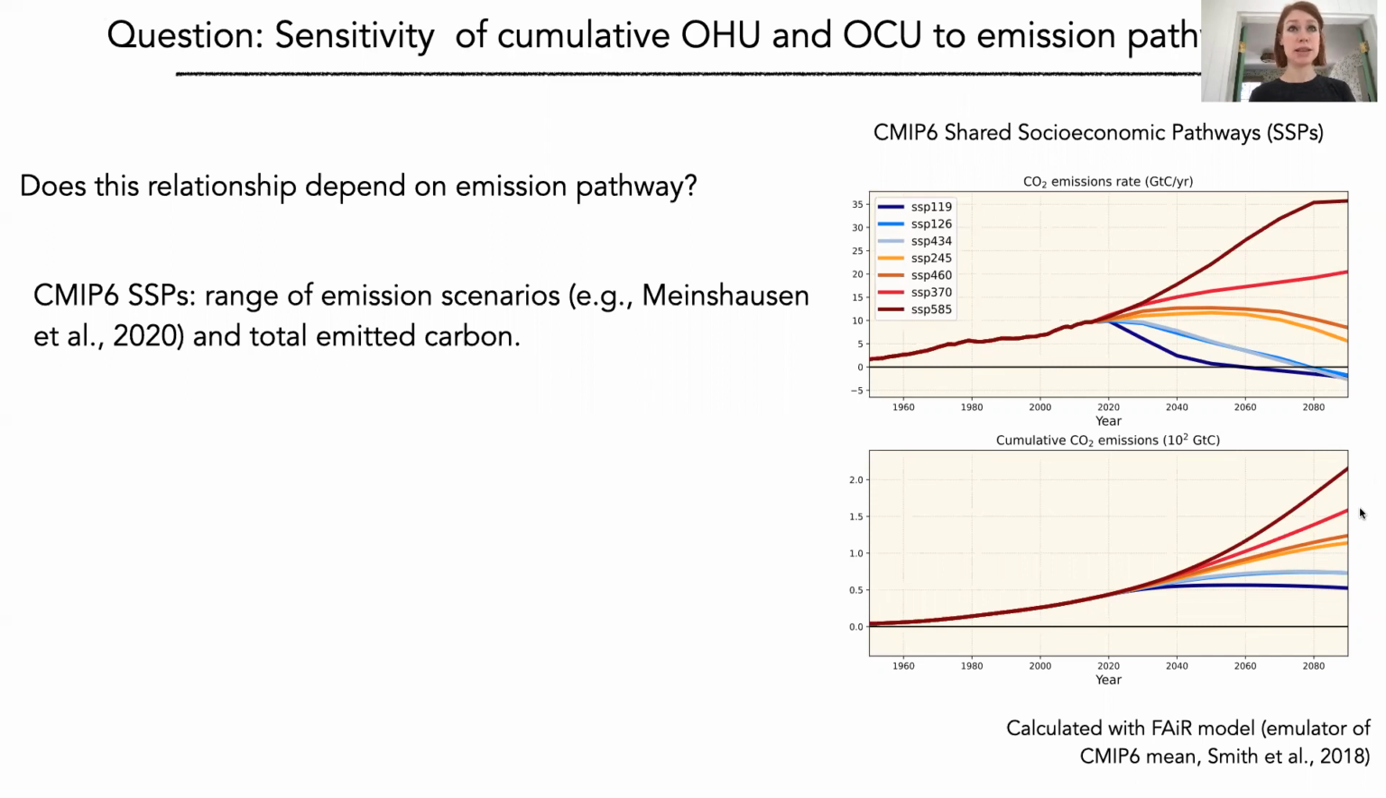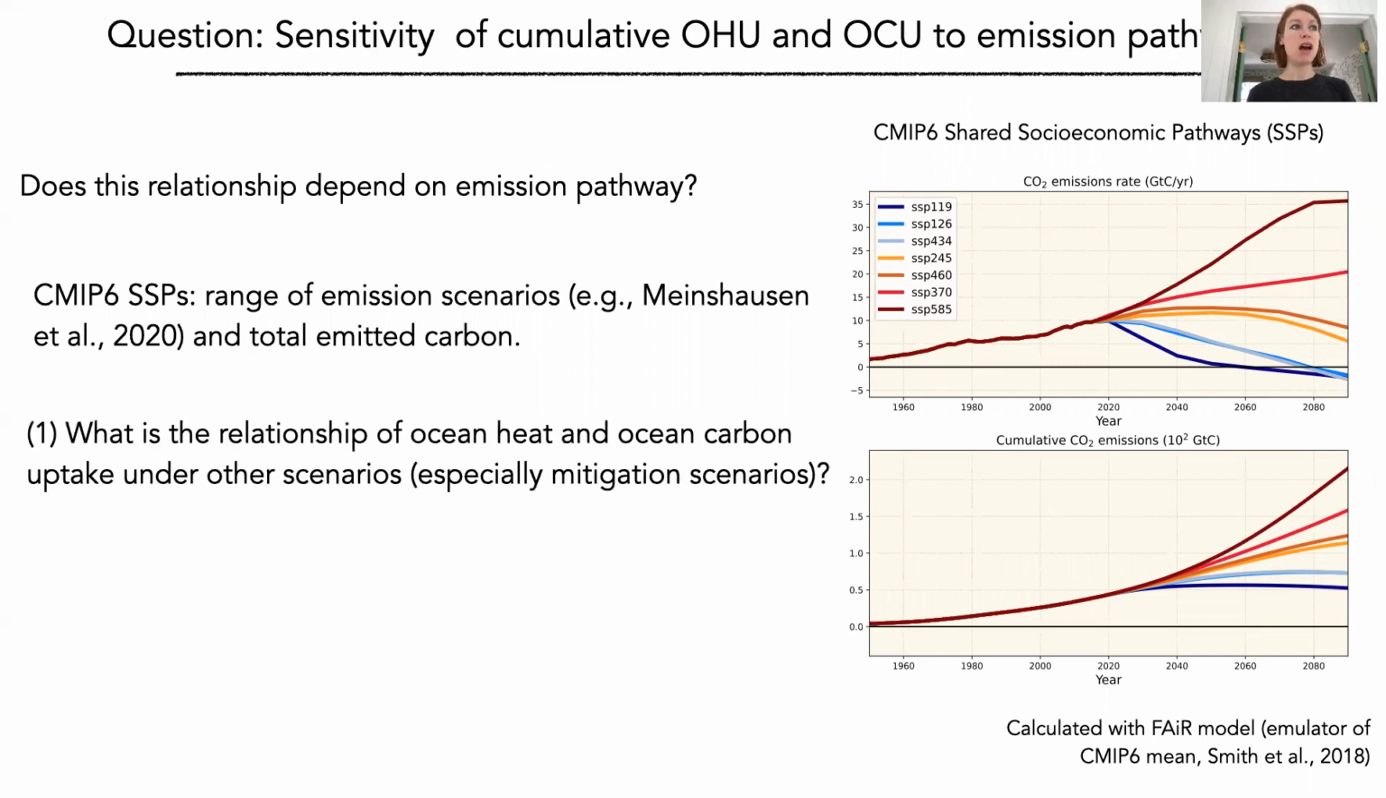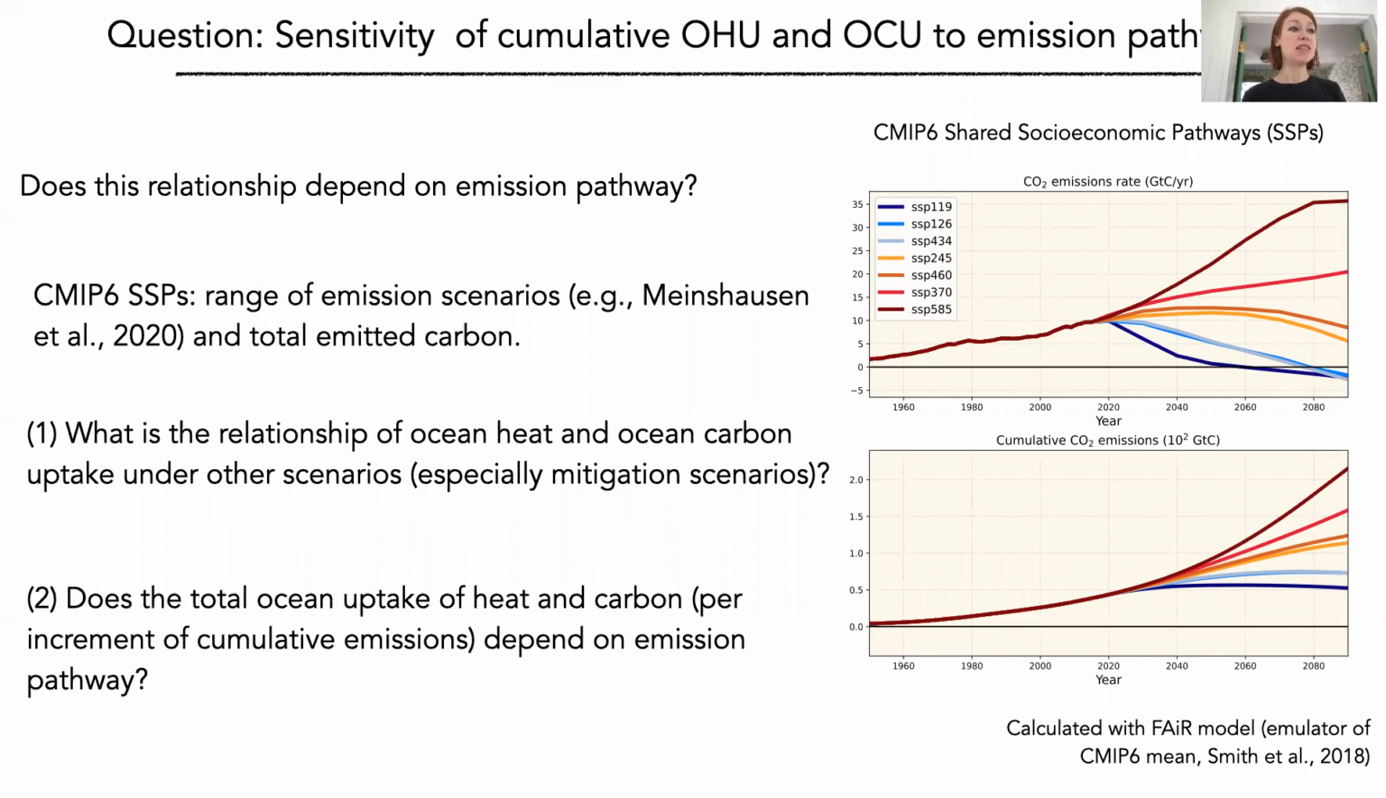So what we want to ask here is, what is the relationship of ocean heat and ocean carbon uptake under these other scenarios, particularly focused on mitigation scenarios? Because while a lot of the more theoretical work has been done at higher emission scenarios, the hope is that our society might be on one of these lower emission trajectories. It's certainly of interest. And the second question we want to address is, in this context, does the total amount of ocean heat uptake and ocean carbon uptake per increment of cumulative emitted carbon depend on the pathway of those emissions?